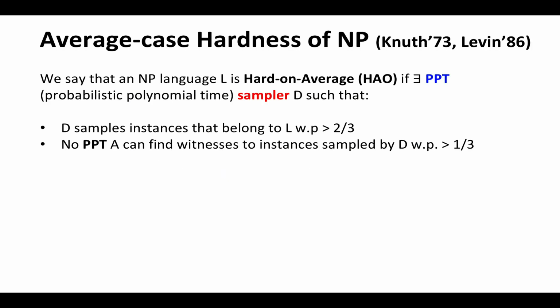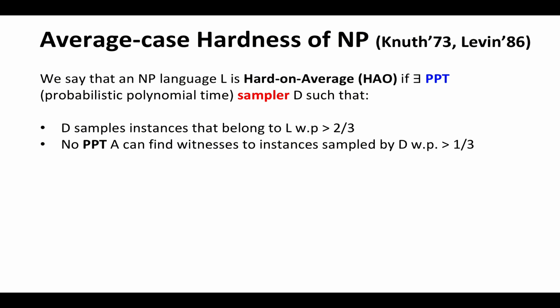A little bit more precisely, we're going to say that a language is hard on average, or average case hard, if there exists some probabilistic polynomial time sampling algorithm, some efficient sampling algorithm that runs in polynomial time but has access to randomness. This sampler D samples some instances, and a large fraction of them should be in the language. Let's say, for simplicity, that 2/3 of the instances are in the language.